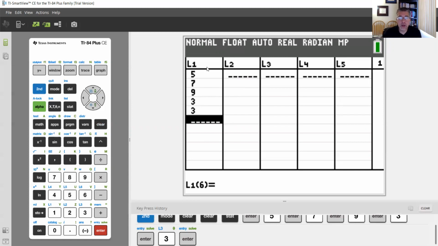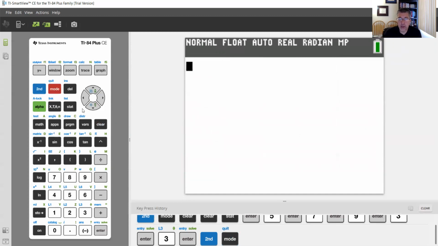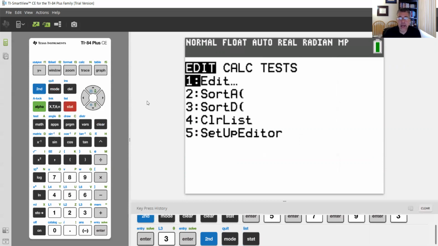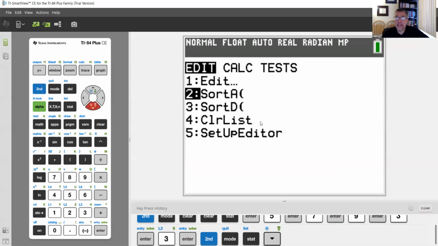And so what I'm going to do is go second quit and quit out of that. Second mode will quit out of that application. And then I'm going to go back to the stats key, and you see where it says sort A here? Sort A, number 2. It's sort ascending. Ascending means going up, like you're ascending a flight of stairs. So we're going up, sort ascending.